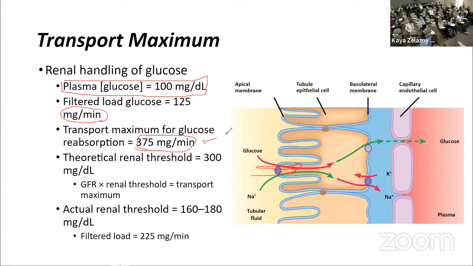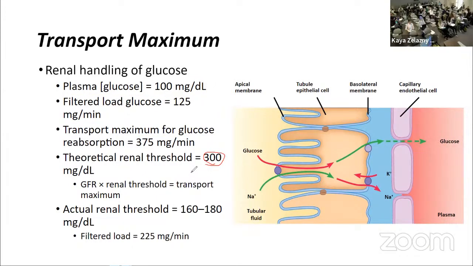Okay. So that's how we would find our renal threshold ultimately. Right. So our renal threshold is what plasma glucose level of glucose, right? What concentration is going to hit that transport maximum. That's how we get our renal threshold. And the actual value is 300 milligrams per deciliter.